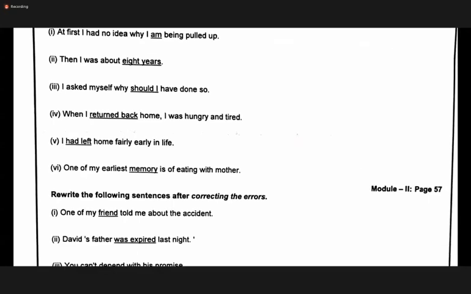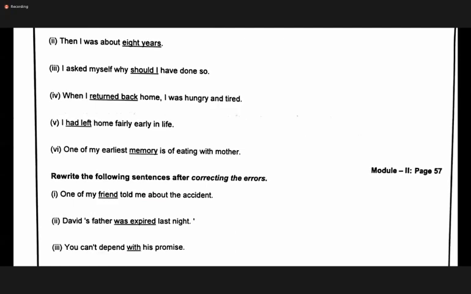Next, third, I asked myself, why should I have done so? Order is wrong because it's an indirect question. It must be in the statement form. I should have done, not should I. So I asked myself why I should have done so.